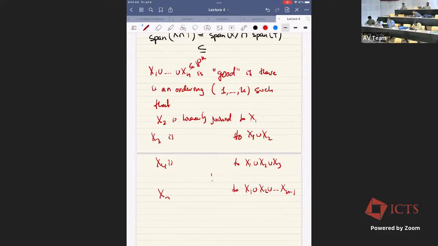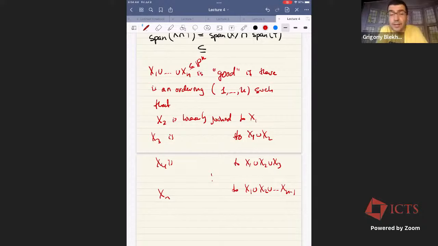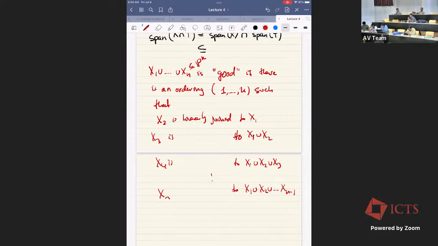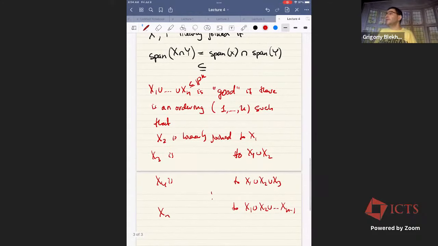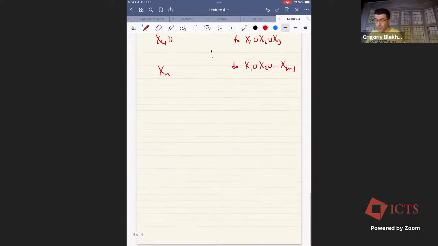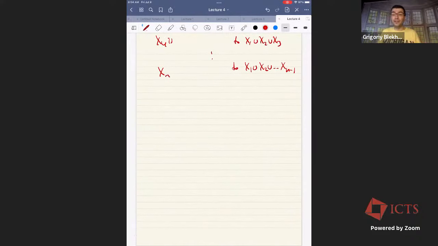Can you explain how X2 is linearly joined to X1? Are we taking a subspace of dimension 1 or something? Wait, I'm sorry, say your question again. Yeah, how is linearly joined defined? Are we taking a subspace of dimension 1 or something? So okay, it's kind of hard for me to draw a picture, but let me try to draw something that is maybe not linearly joined.